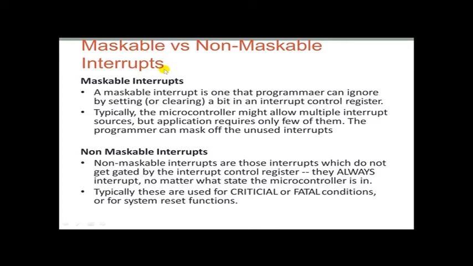It can also be asked from a viva point of view. A maskable interrupt is one that the programmer can ignore by setting or clearing a bit in an interrupt control register. Typically, a microcontroller might allow multiple interrupts, but the application requires only a few of them, and the programmer can mask off the unused interrupts. But non-maskable interrupts are those which do not get gated by the interrupt control register.